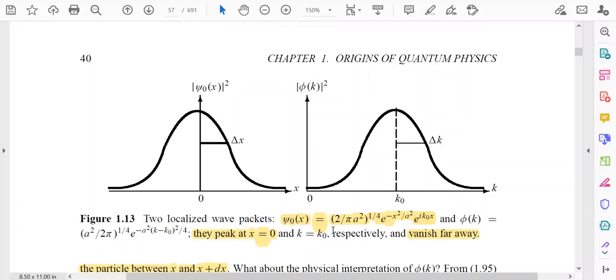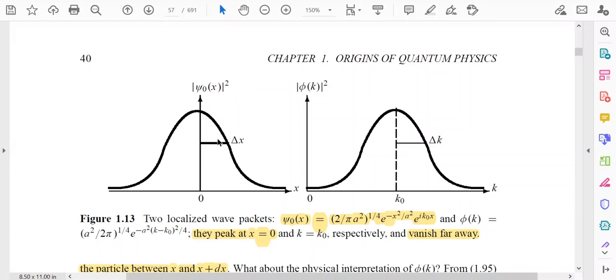Here psi0x is equal to (2 by pi a square) to the power 1 by 4, e to the power minus x square by a square, e to the power i k0 x. This is a Gaussian function of the wave packet psi0x. So it will look like this, and it can be shown easily that at the position x is equal to 0, mod of psi0x whole square is the highest. As we move far away from x is equal to 0, the value of mod psi0x whole square decreases step by step. And this is the width delta x for the wave packet.